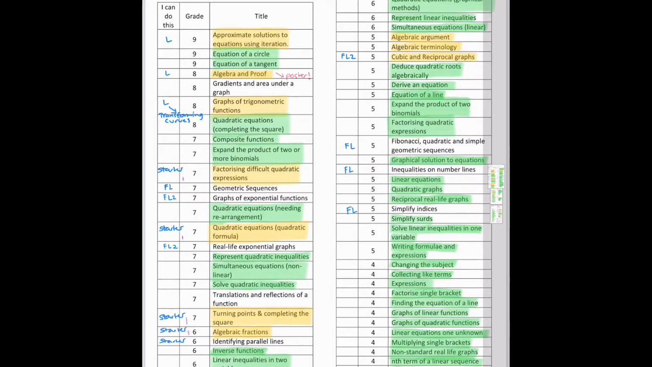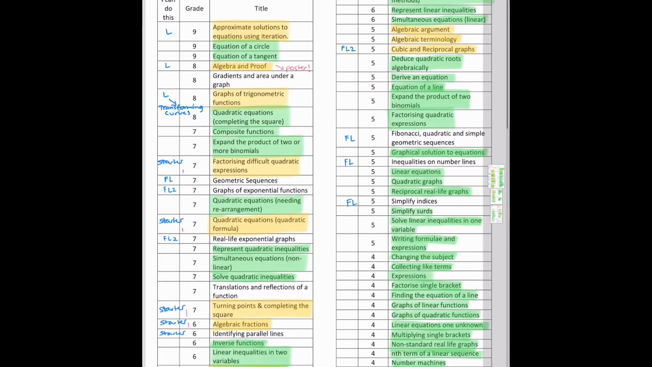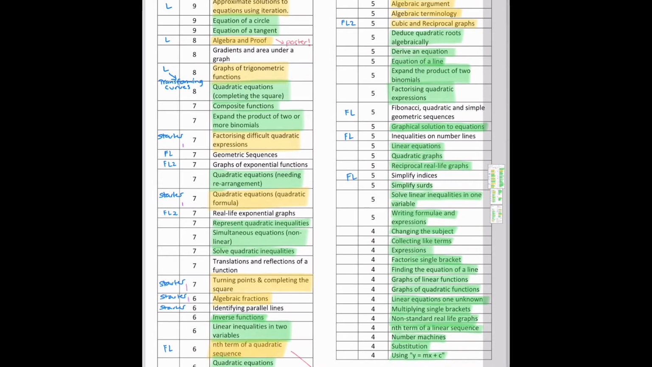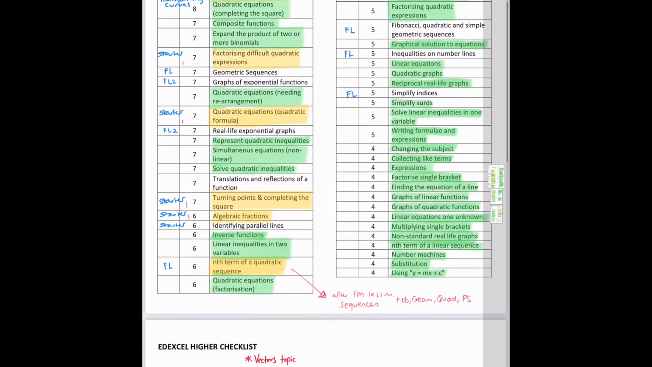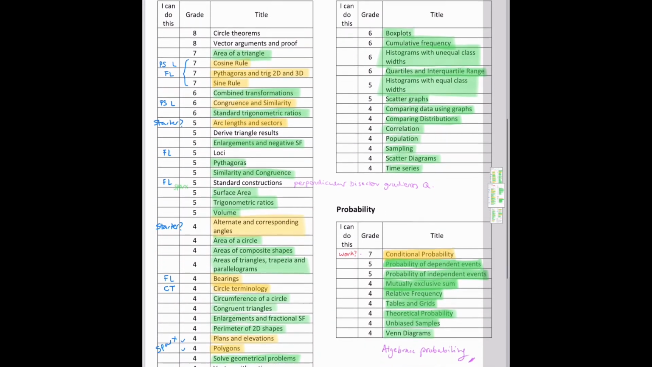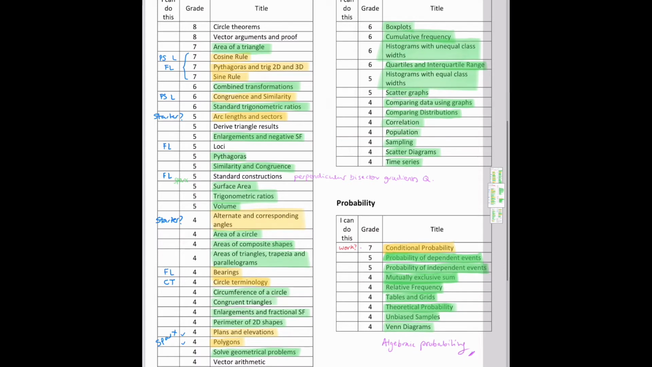In terms of the topics which are in green, these are the topics which I'm hoping you guys are fluent with as well. And the topics which are in yellow, well, we will revisit those hopefully in the coming weeks and months. As you can see here, we have completed the probability topic.